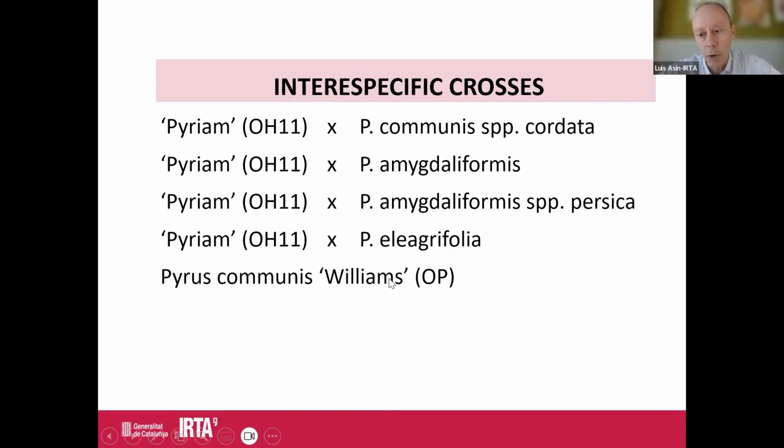In this case, we know that we have no problem with compatibility, and probably the vigor of the Pear is higher. Probably we can reduce the vigor by using these Pyrus communis, or Pyrus amygdaliformis, or Pyrus amygdaliformis persica, or Pyrus elaeagrifolia. From the point of view of the research, we introduce seeds or seedlings from Pyrus communis Williams in an open pollinated option. That is something that some growers use, they say Kirchensaller.